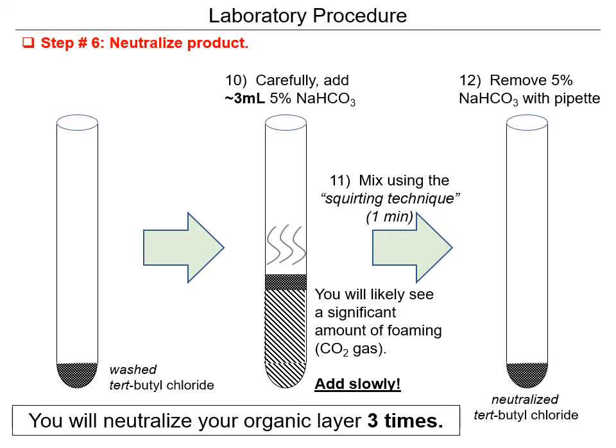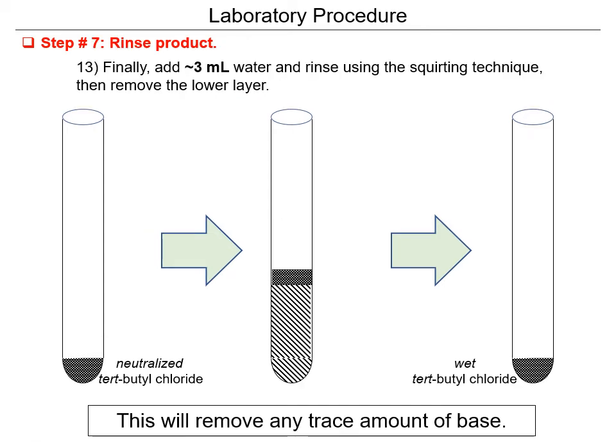Like before, you will neutralize the organic layer 3 times. Finally, add approximately 3 milliliters of water and rinse using the squirting technique. Then remove the lower layer. This will remove any trace amounts of base.